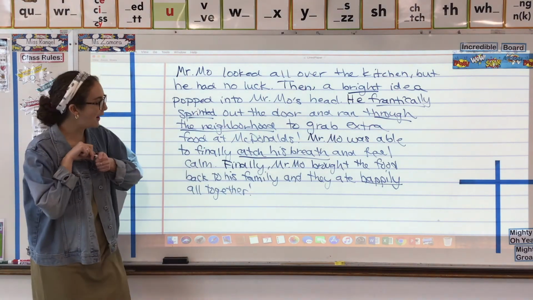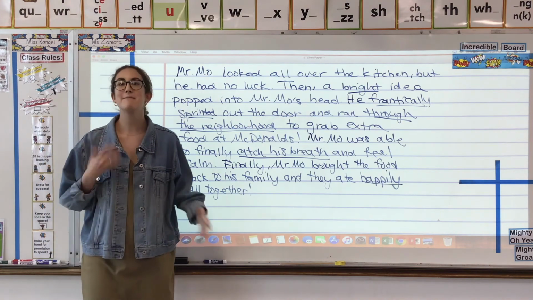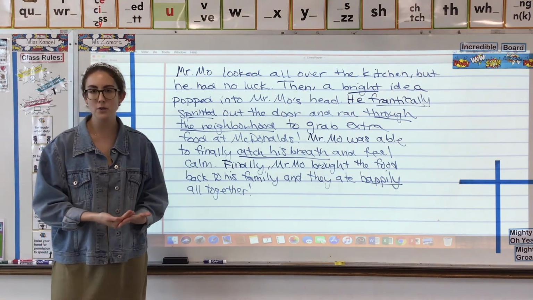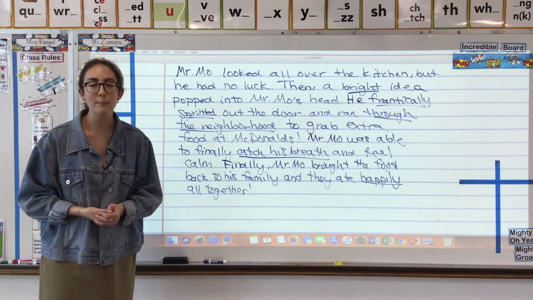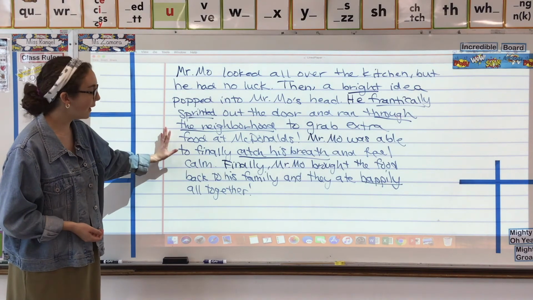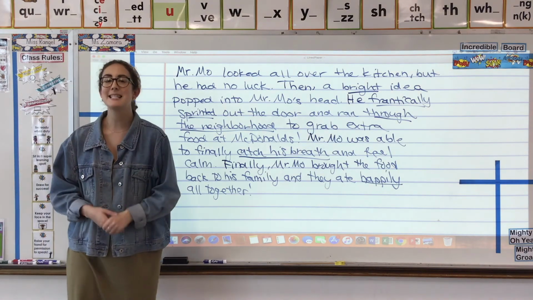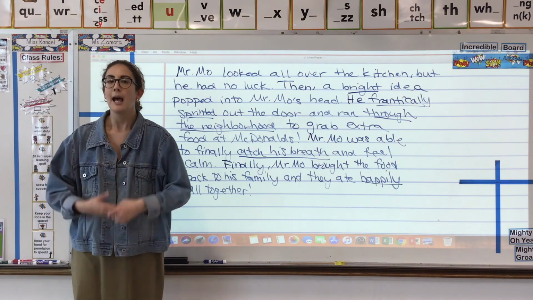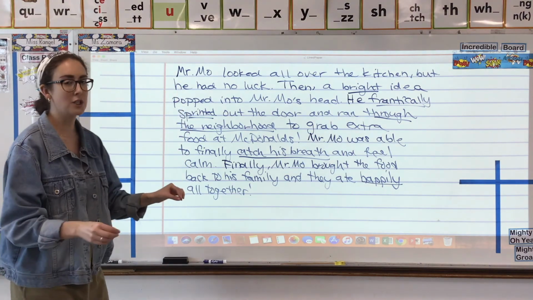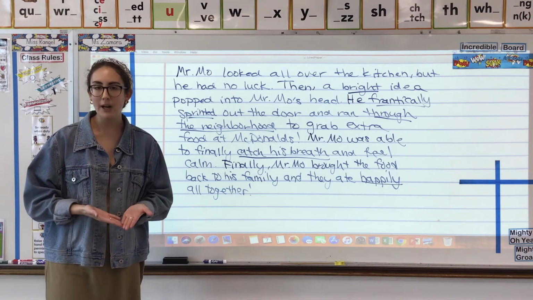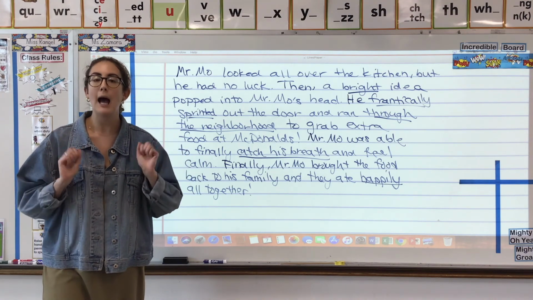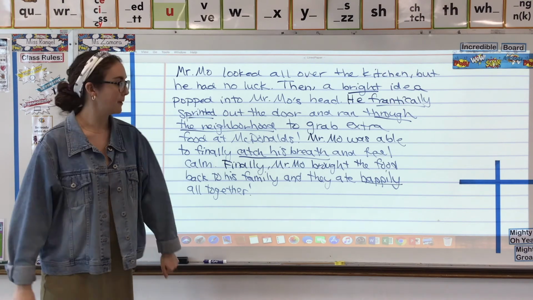There we go. In my solution paragraph, I was able to wrap up the story showing what Mr. Mo was doing to solve the problem, how he felt about it, and what his next steps were. Let's go over. I want to reread my writing to make sure it says what I want it to, and it all makes sense as one paragraph about the solution of my story.